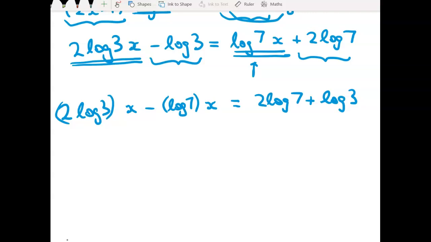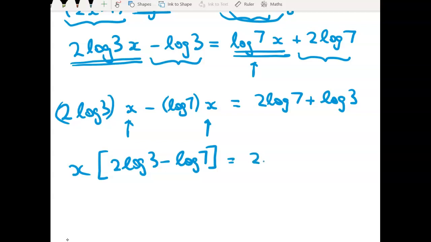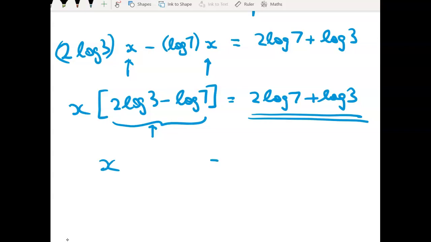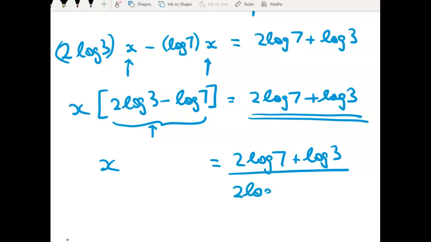And on the left-hand side, we can factor out the x, and we get x times (2 log 3 minus log 7) is equal to 2 log 7 plus log 3. So I've got x times a thing is equal to all of this. I'm now going to divide both sides by this term here, and we'll be done. So x is equal to (2 log 7 plus log 3) divided by (2 log 3 minus log 7).